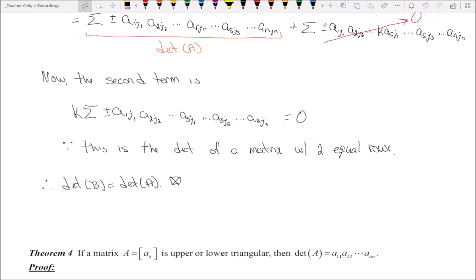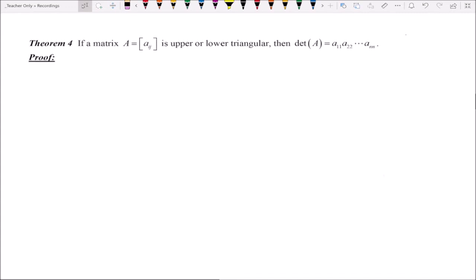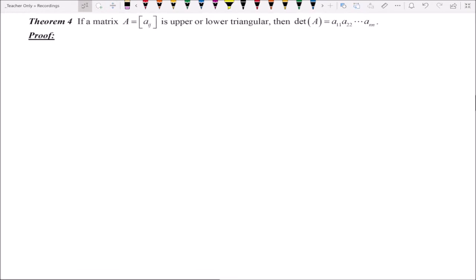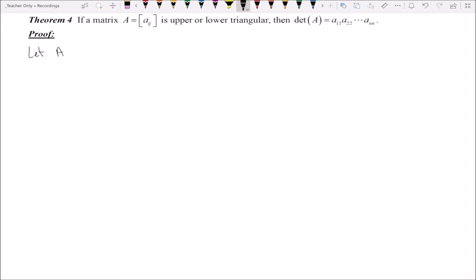Final property we need for our new method: if a matrix A is upper or lower triangular, then the determinant of A is A11 times A22 times so on and so forth times ANN. In other words, the determinant of an upper or lower triangular matrix is the product of the main diagonal entries. What we will do is first let A be upper triangular.